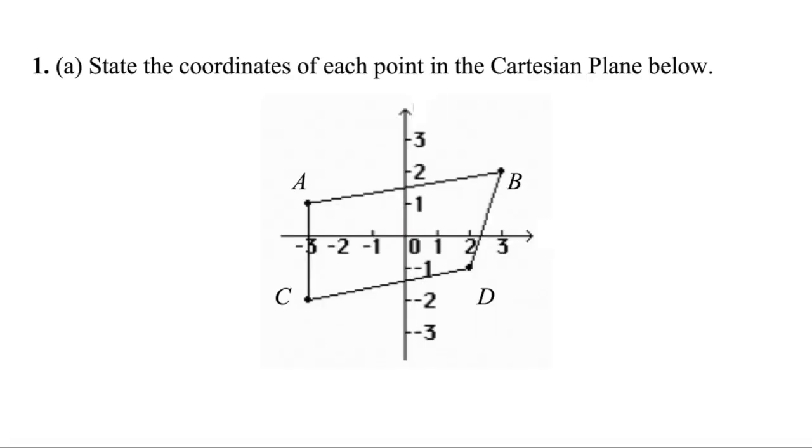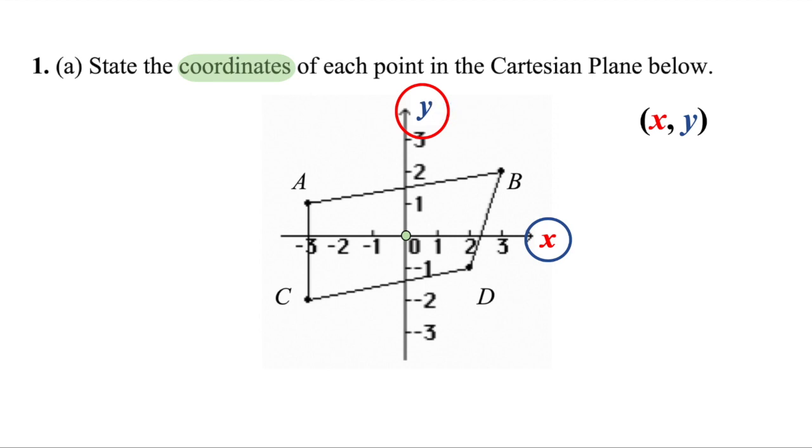Question number 1, letter A. State the coordinates of each point in the Cartesian plane below. When we say coordinates, we are talking about the position of a point in terms of the horizontal x-axis and vertical y-axis. We write coordinates of a point as an ordered pair of x value and y value, and write them inside a pair of parentheses or brackets.